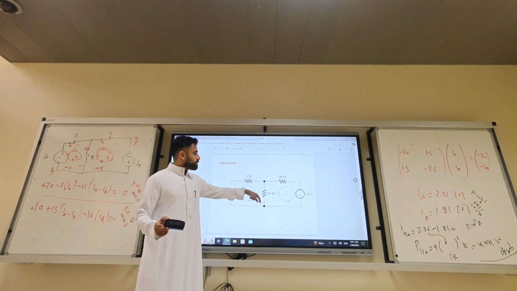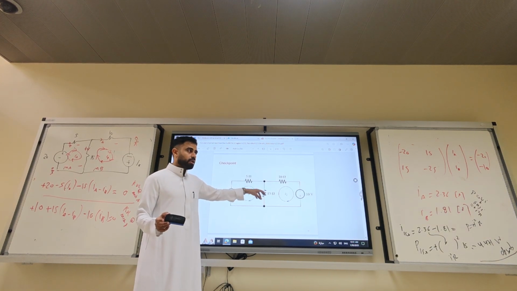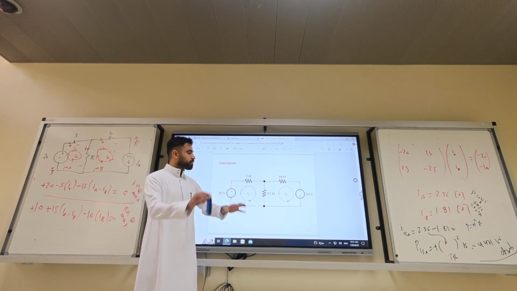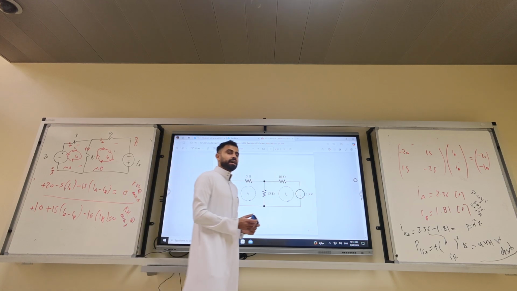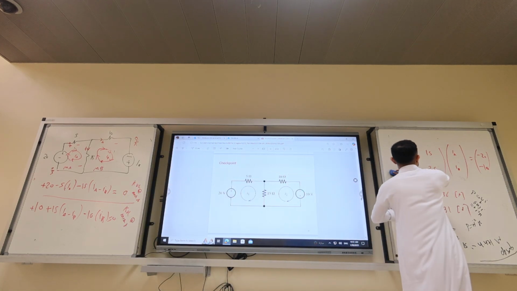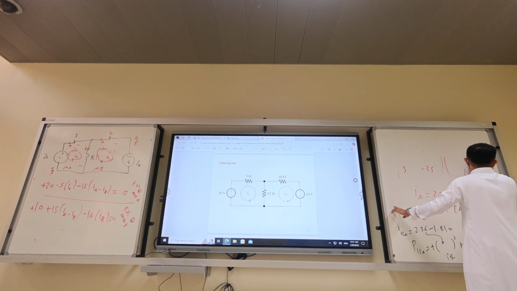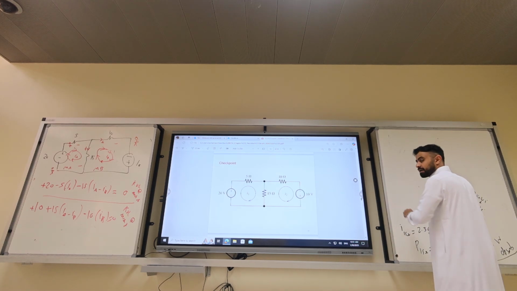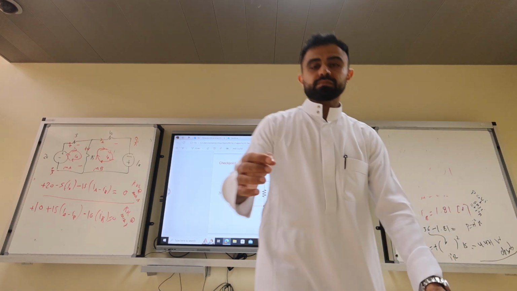P equals VI. V is I times R. I is already calculated, IA minus IB. You can multiply both of them and you get the formula I squared R. Get it? Any question about mesh? We are on track for the syllabus and I'm going to stop the recording.